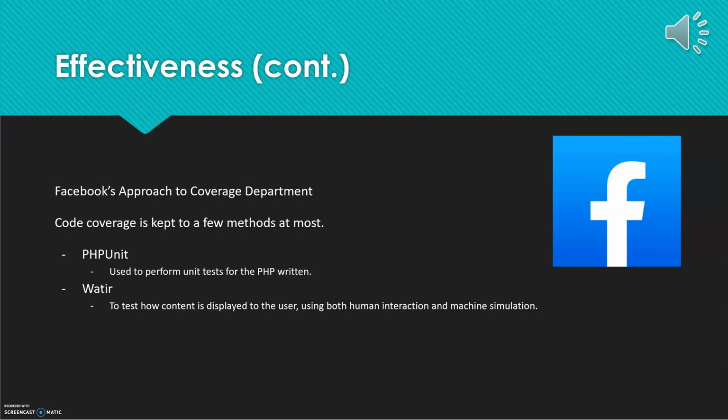This is Facebook's approach to coverage. They use two methods, and they try to keep it as simple as possible. The first one is PHPUnit, which allows unit tests to be run on their PHP source code. And then Watir, which is a testing tool that runs both human interaction and machine simulation to see how the content looks for the end user, allowing us to have a fully functional and fully tested Facebook source code.